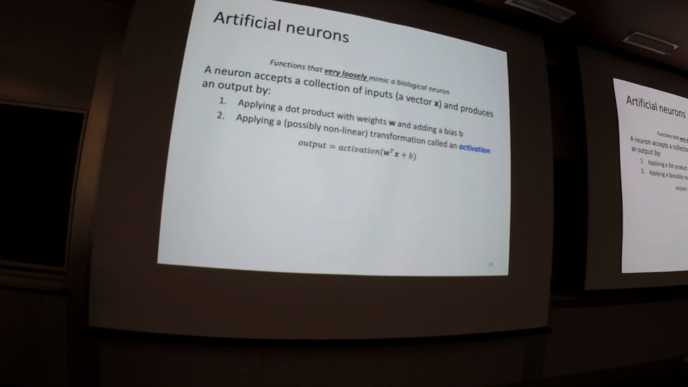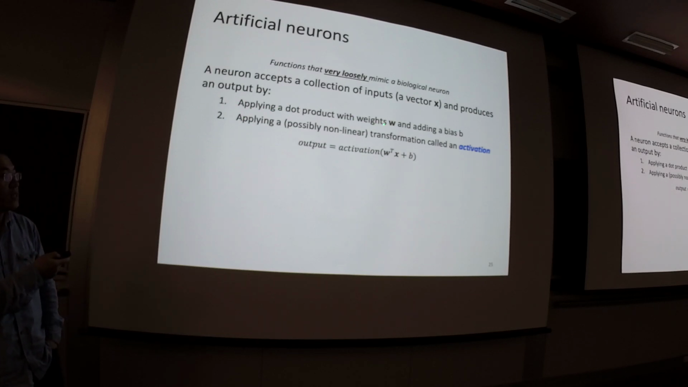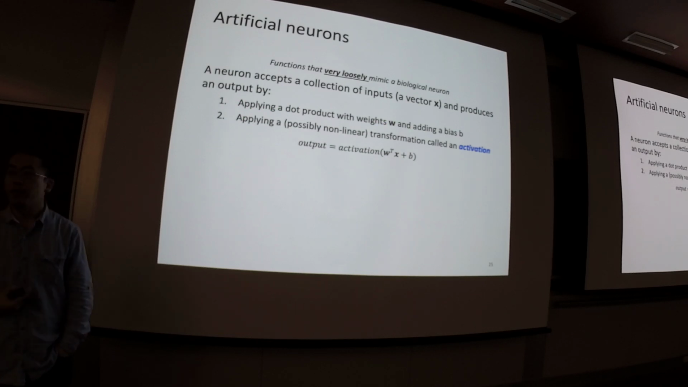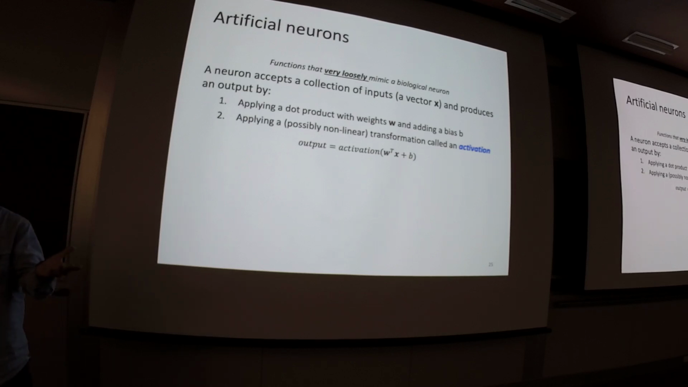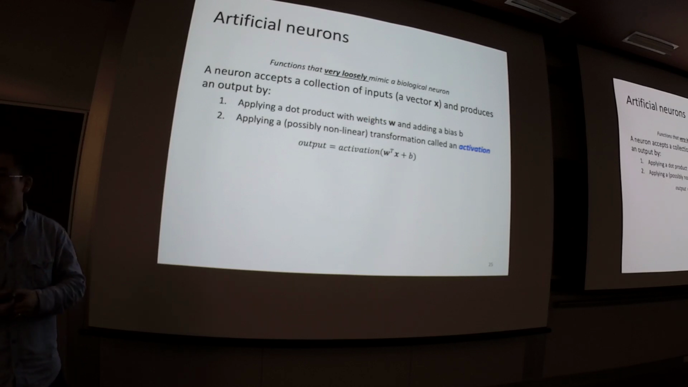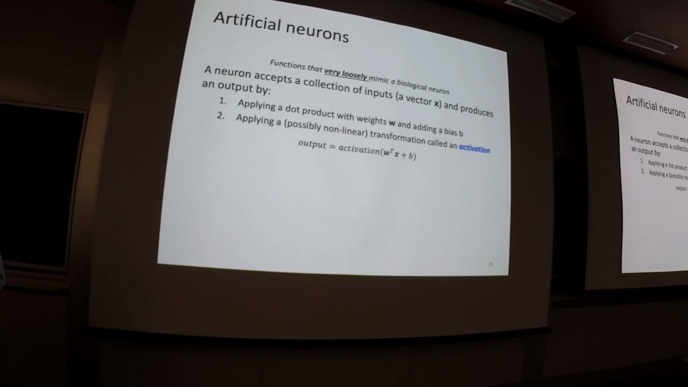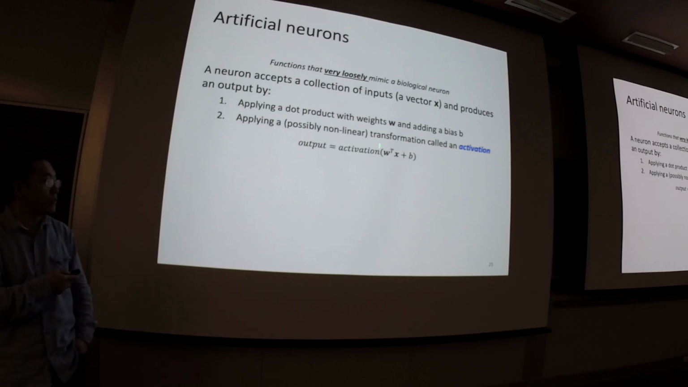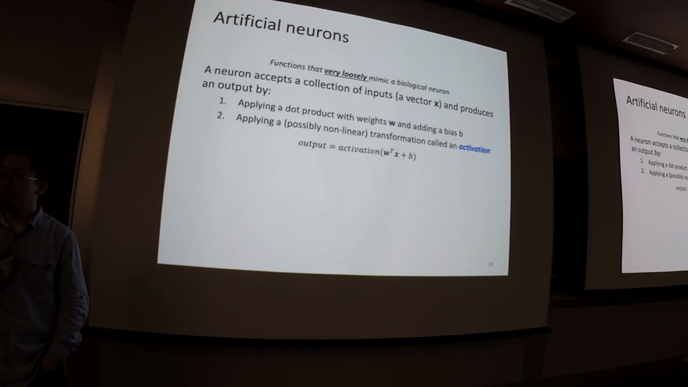But how do we generate the output of an artificial neuron? We first apply a dot product with weights W and add a bias. That's just the linear function, W transpose x plus b, where x are the inputs. Next, we apply a transformation over this linear function. Usually this transformation is a nonlinear function. But in our linear threshold units, our transformation function is simply a sign function.